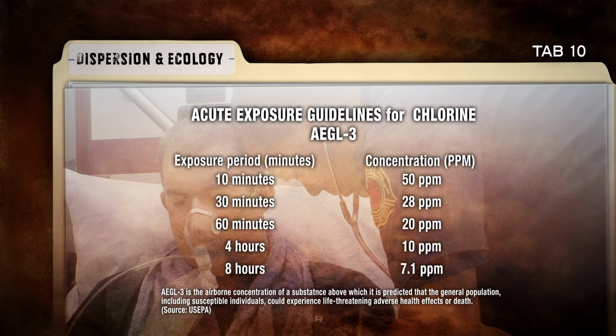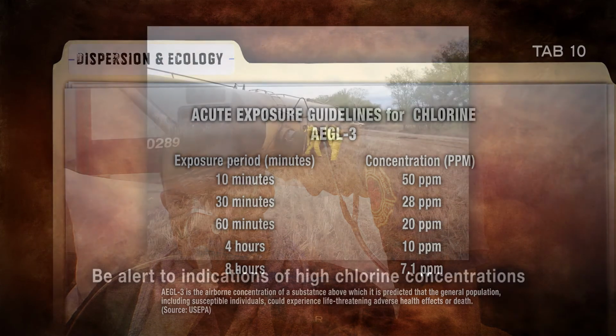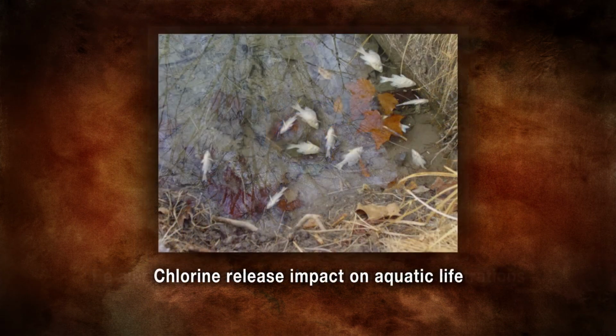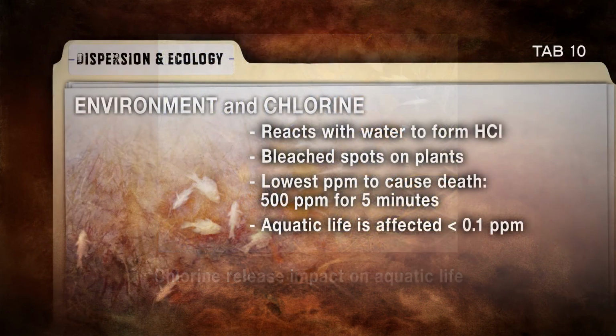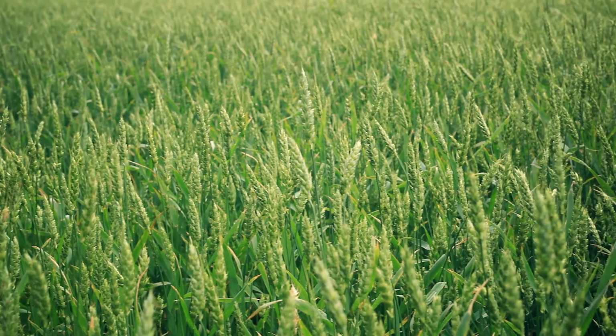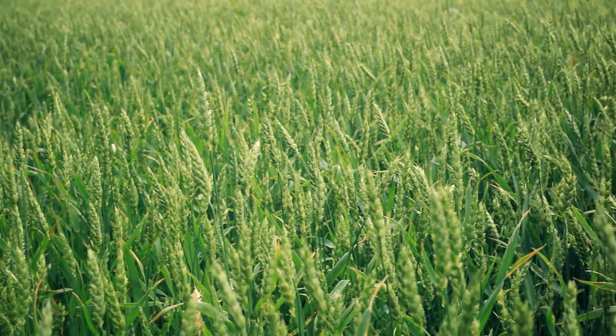The U.S. EPA has issued acute exposure guidelines for several substances, including chlorine. First responders should use all their senses when approaching an incident. Be alert to signs around you as indications of high chlorine concentrations. Chlorine is only slightly soluble in water. Aquatic life is fragile, and many forms would be adversely affected by chlorine in concentrations well below 1/10 of 1 part per million. Because of this, chlorine is listed as a marine pollutant by DOT. Chlorine does not accumulate in the food chain and is not considered a threat in this regard.